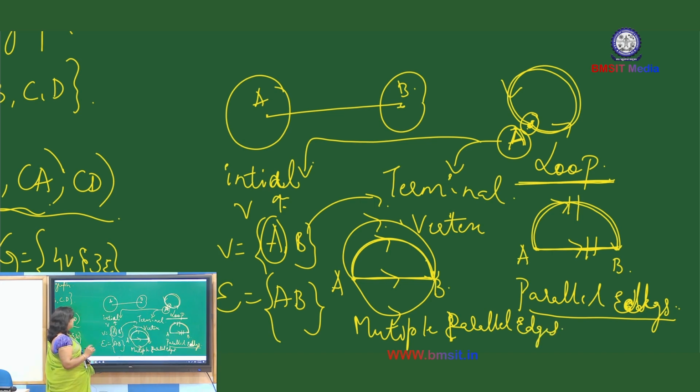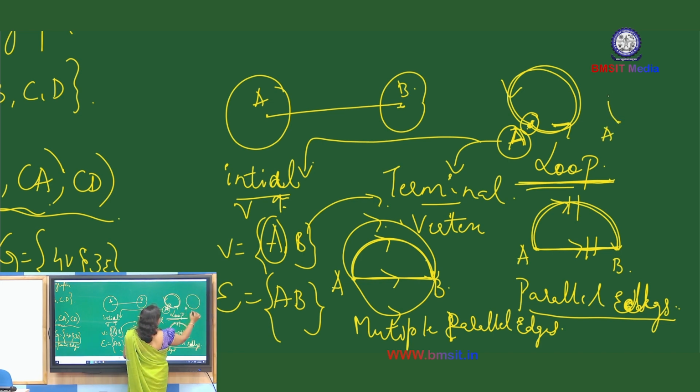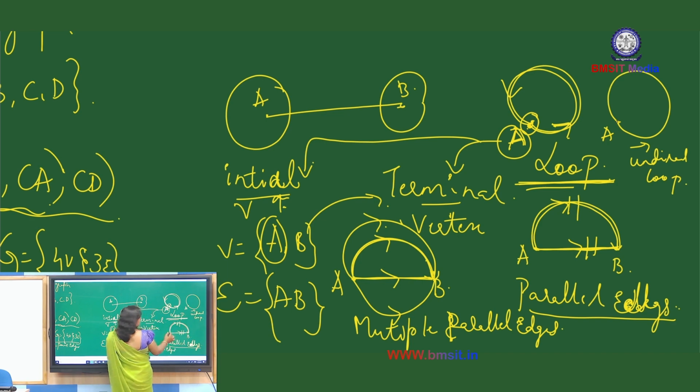I hope you all are clear with this: terminal vertex, initial vertex, what is a loop. In case you are not providing a direction, like for example, it starts with A and we have a loop, this will be called an undirected loop. For the loop with an extension, one more vertex is added with one more edge, then I call such a graph a parallel edge. And for the same parallel edge, if we have multiple edges, then I call that multiple parallel edges.